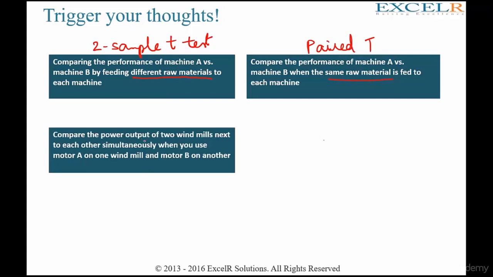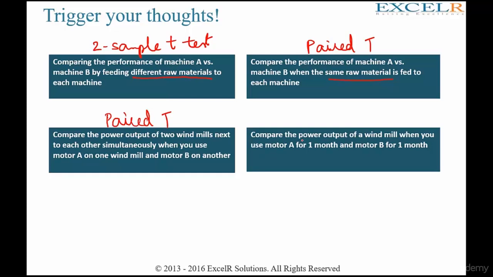Okay. Compare the power output of two windmills next to each other simultaneously when you use motor A on one windmill and motor B on another. So you're placing two windmills next to each other. You're simultaneously using motor A on one windmill and motor B on another. You want to see whether motor A is better or motor B is better. But since the two windmills are placed next to each other, the external conditions would be the same. If there is too much air pressure, high temperature would impact both the windmills. If there is heavy rain, it would impact both the windmills. So the external conditions are the same, hence you perform a paired t-test.